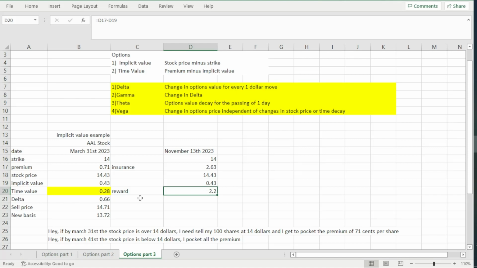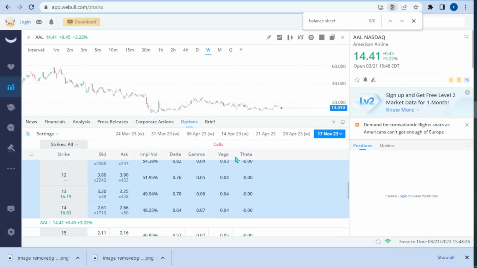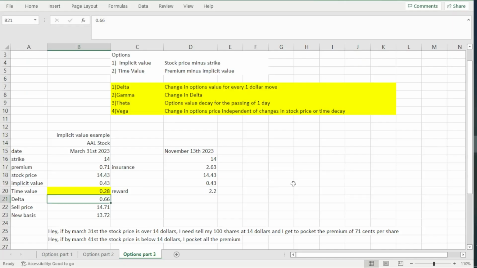Now, let's go ahead and look at the delta. So what is delta here? Delta is 0.64. So you're getting insured 64 cents for every $1 down. All right, so 0.64.